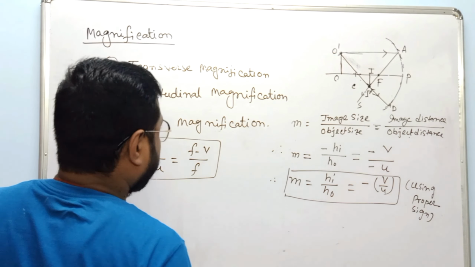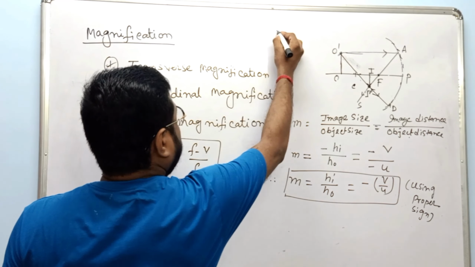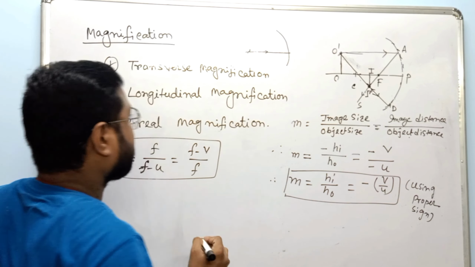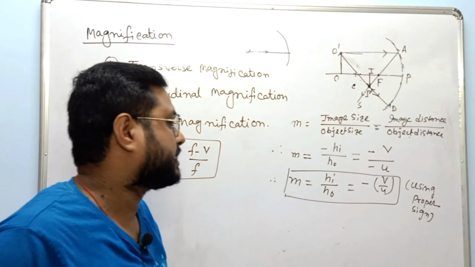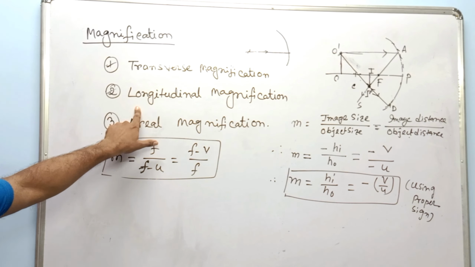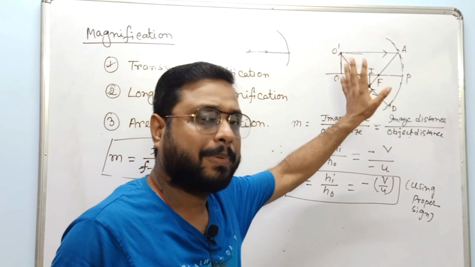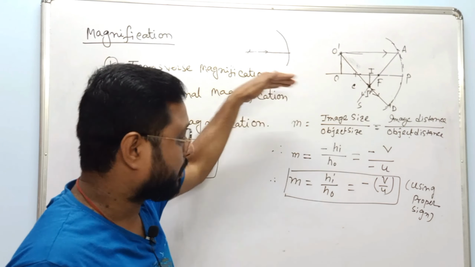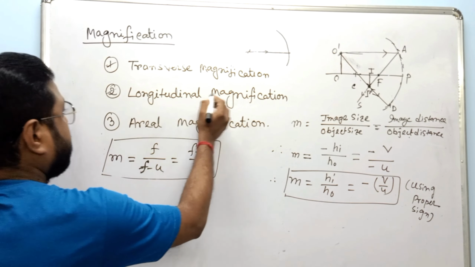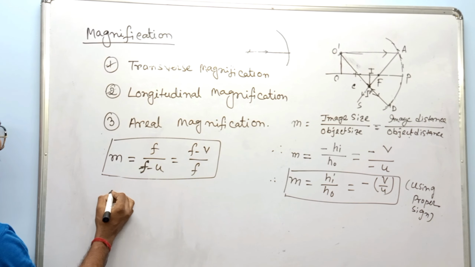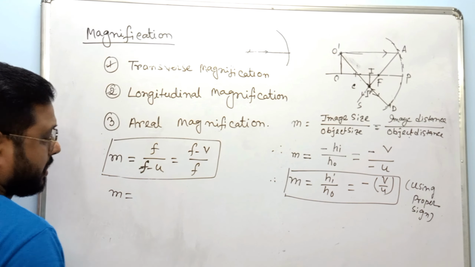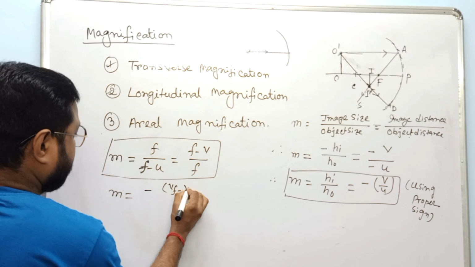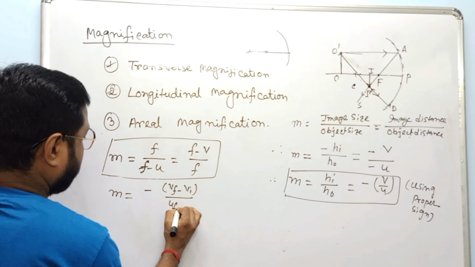Now what is the longitudinal magnification? If any particle or any object lies along the principal axis, then the size of the image and object is called the longitudinal magnification. If the object is placed transverse or perpendicular to the principal axis, this is known as transverse magnification. If the object is placed along the principal axis, then it is known as longitudinal magnification. Now longitudinal magnification is M equal to minus VF minus VI by UF minus UI.